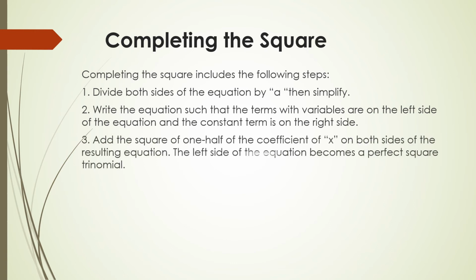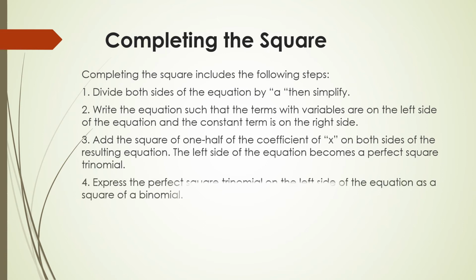Number 3, add the square of 1/2 of the coefficient of x on both sides of the resulting equation. The left side of the equation becomes a perfect square trinomial. So, ang target lang dito in number 3, kailangan maka-form ka ng perfect square trinomial. So, mamaya sa example natin makikita nyo. Next, number 4, express the perfect square trinomial on the left side of the equation as the square of the binomial. So, since nakakuha na tayo ng perfect square trinomial, kailangan magawa natin siya as the perfect square binomial.